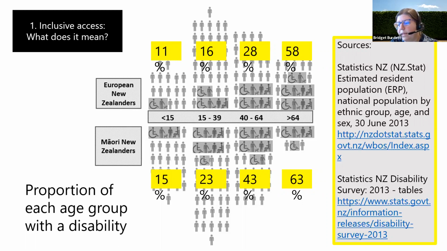So it's important when we're estimating their prevalence in the community that we understand how disability varies within population groups so that we know who we're dealing with and what that means.